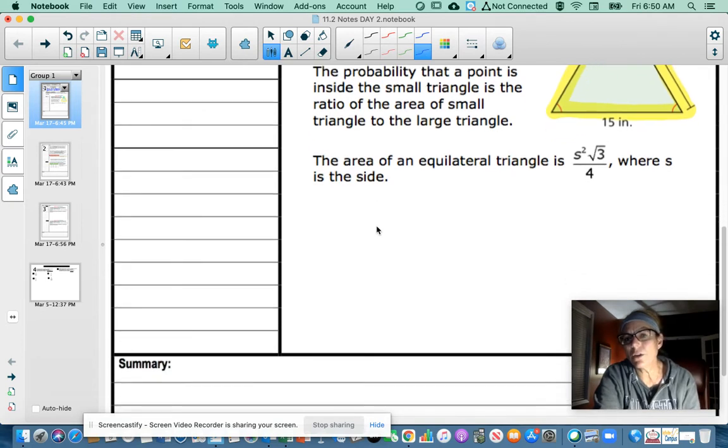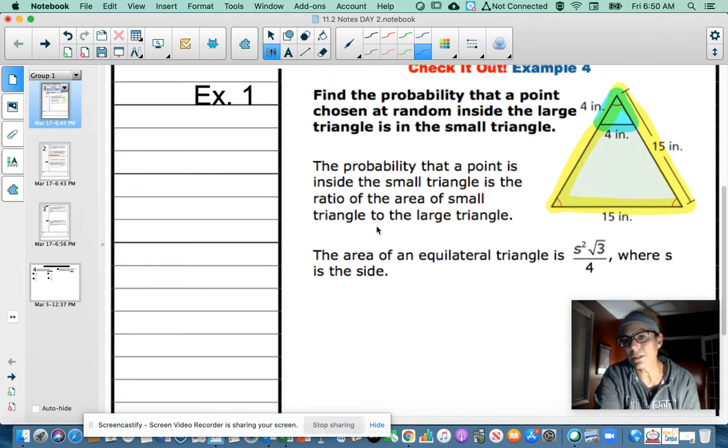It's telling us the area of an equilateral triangle, because that's what this is, s squared root 3 over 4, where s is the side. So with geometric probability, more often than not on your problems, you're going to be taking the ratio of the area of the smaller shape divided by the area of the larger shape. Obviously, the denominator is always going to be larger than the numerator, because the maximum your probability can be is 1 or 100%.